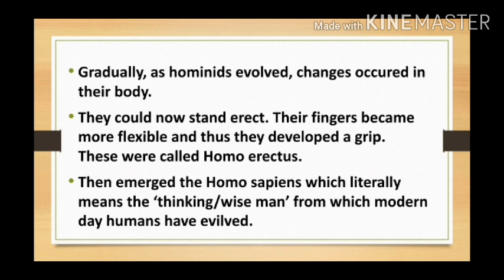These were called Homo erectus. We can say that they were a better version of hominids. The Homo erectus traveled long distances unlike the hominids. Then emerged the Homo sapiens, which literally means the thinking or wise man, from which modern-day humans have evolved. Therefore, we can see that our journey from hominids to Homo sapiens was not easy. It took millions of years for people to reach this stage of development. And we must always know that we are also a part of this evolution.